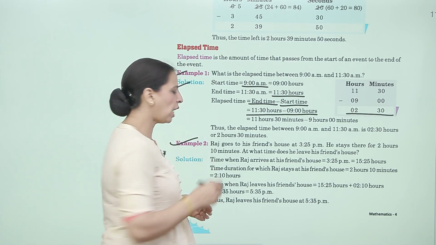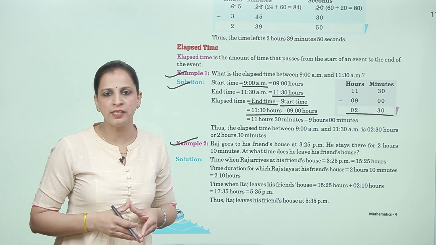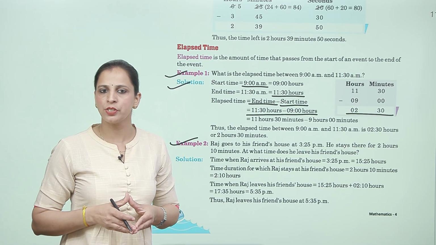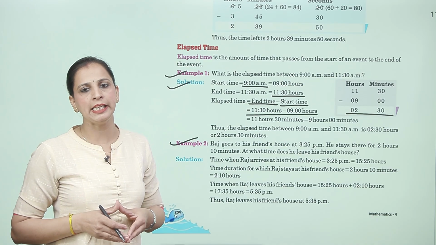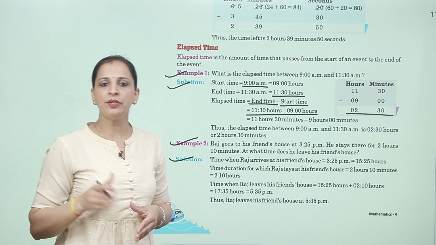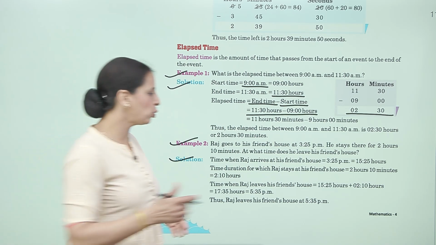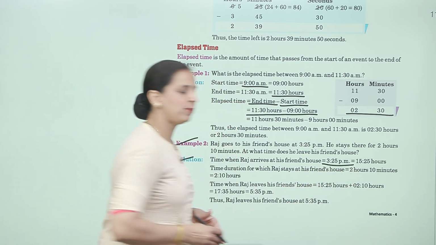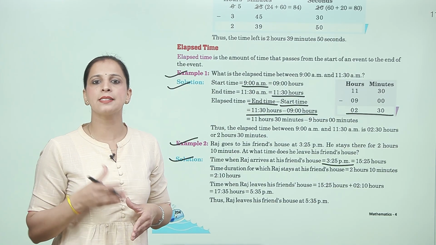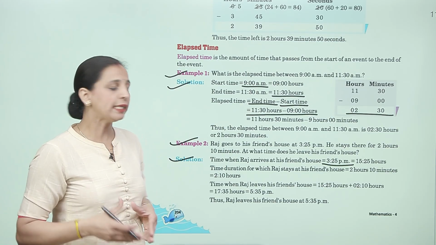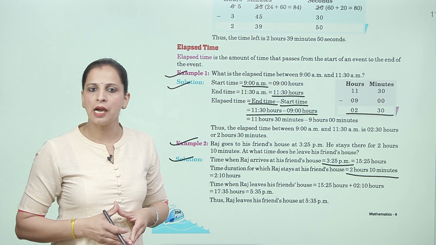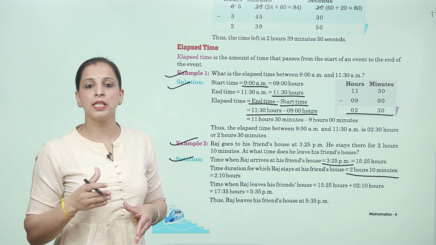Now, example 2, Raj goes to his friend's house at 3:25 pm. He stays there for 2 hours 10 minutes. At what time does he leave his friend's house? Solution: the time when Raj arrives at his friend's house is 3:25 pm or 15:25 hours. Time duration for which Raj stays at his friend's house, how long did he stay? 2 hours 10 minutes. So 2:10 hours.